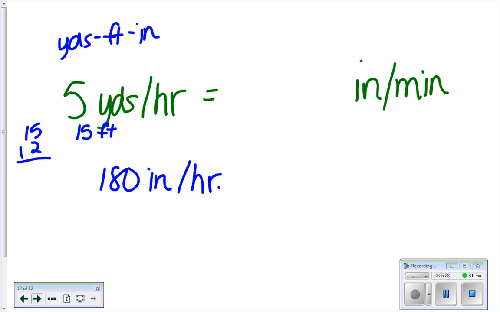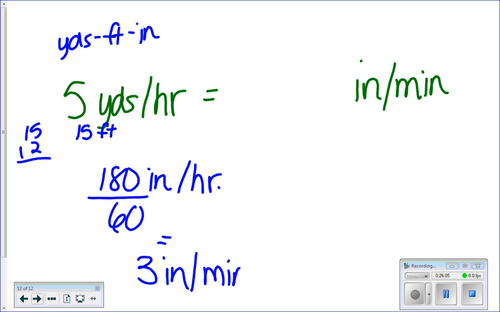But now, if I want to change this to minutes, if I do this in 1 hour, what am I going to divide this by? Just by 60. Because hours to minutes, how many minutes are in an hour? And divide by 60. Yep, so then I got to divide by 60. That's right. You were a step behind. So this would have been 30 inches. Oh, sorry. 3 inches per minute.